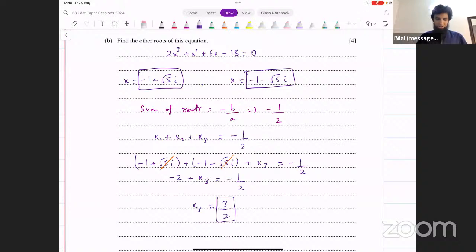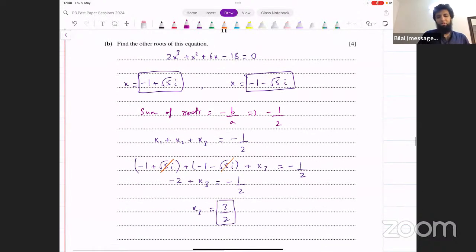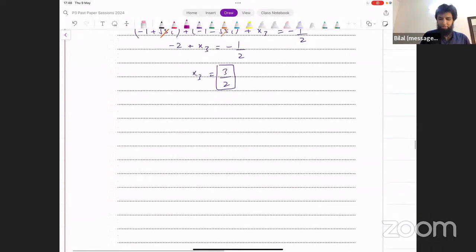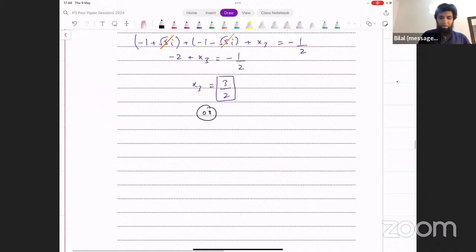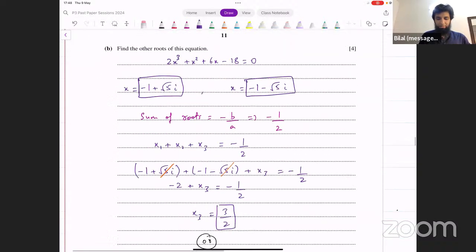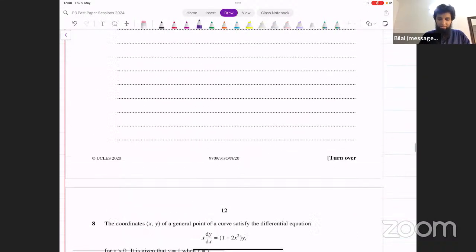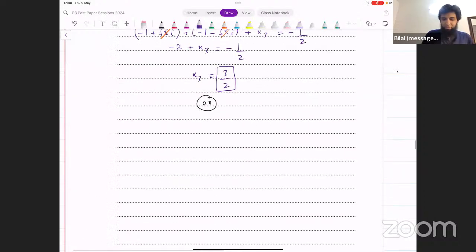All right, so this is what we can do, the sum of roots formula. The other possibility is the standard method that you learn, although that's going to be longer here. You can use that as well. The other possibility is you say these are the two solutions that you've got.